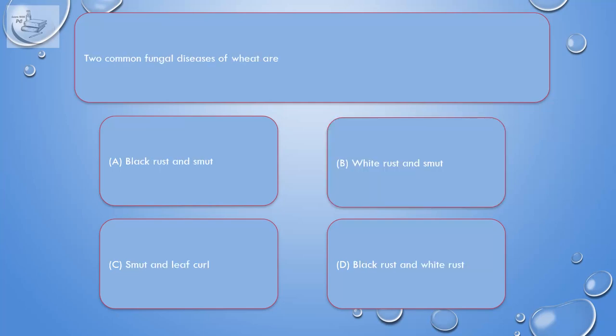Question: two common fungal diseases of wheat are A. Black rust and smut. B. White rust and smut. C. Smut and leaf curl. D. Black rust and white rust. Correct answer is A. Black rust and smut.